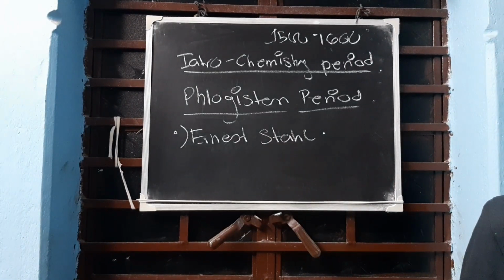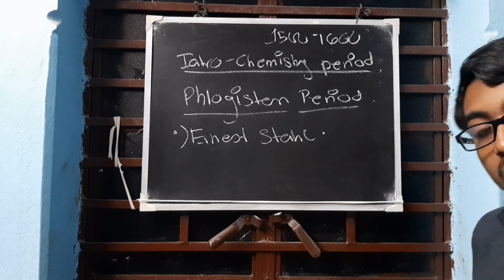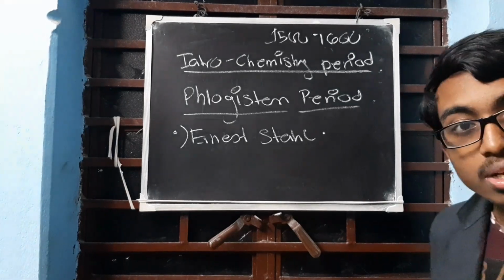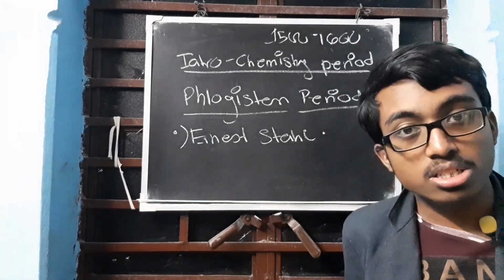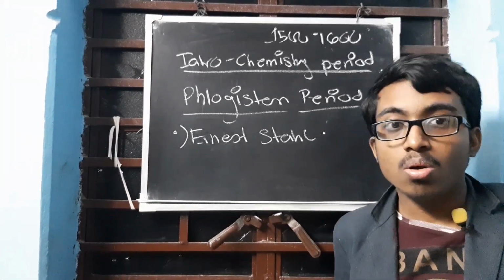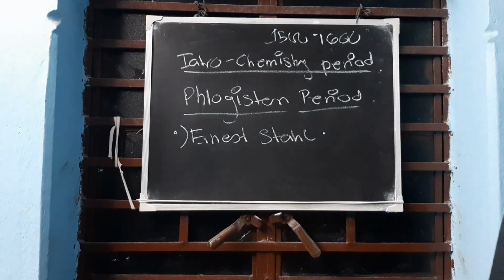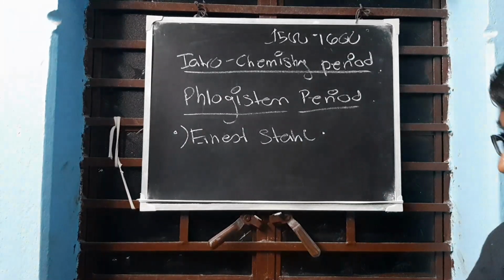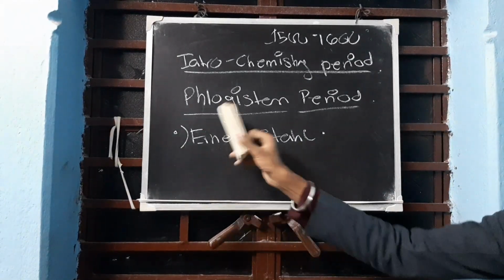Okay, what does it say? I am repeating again. According to this theory, phlogisticated substances contain phlogiston in them. When they are burnt, this phlogiston escapes into the air, which is absorbed by the air. Done. So the substance becomes dephlogisticated. Okay, this was the phlogiston period.